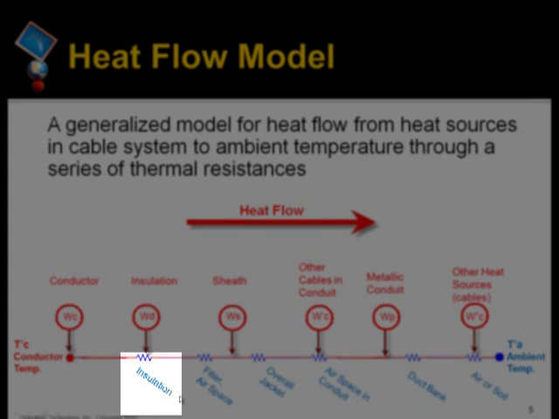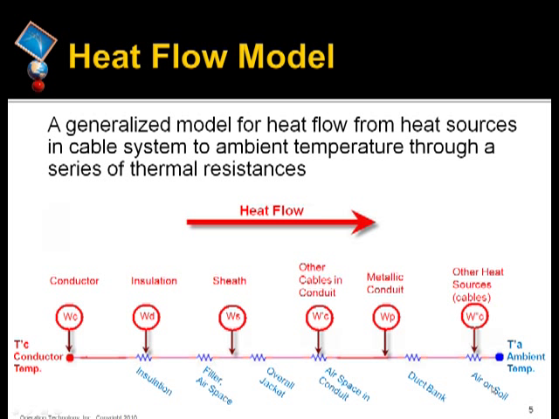And the insulation, the available filler or the air space between the conductors, the overall jacket, the air space in the conduit, the duct bank itself, and the soil surrounding the duct bank represent resistance against this heat flow. And the temperature starts going from the conduit to the ambient.